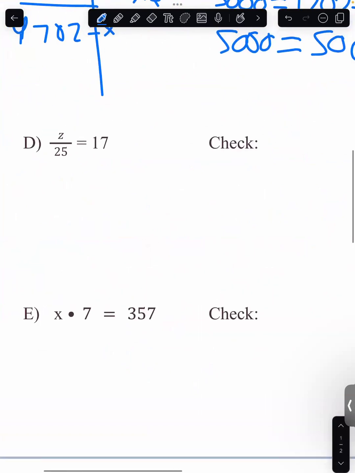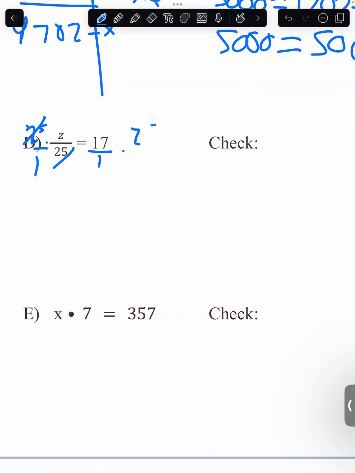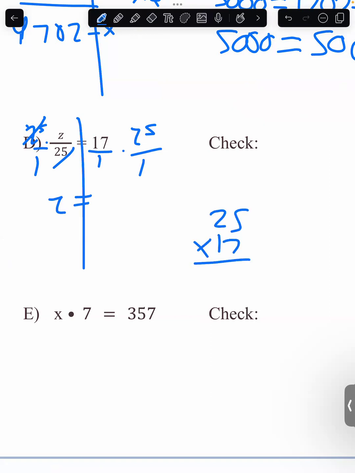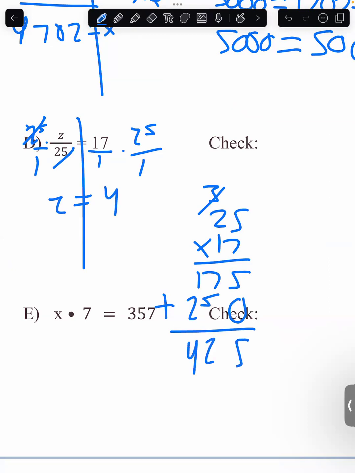All right, next one. z divided by 25 equals 17. So I would rather just go ahead and put these over 1 here. So this is going to be times 25 over 1. You do times 25 on that side, you do times 25 on this side. So we have 25 times 17. 14, 17, and then 0 and 25. So that gives us 425.